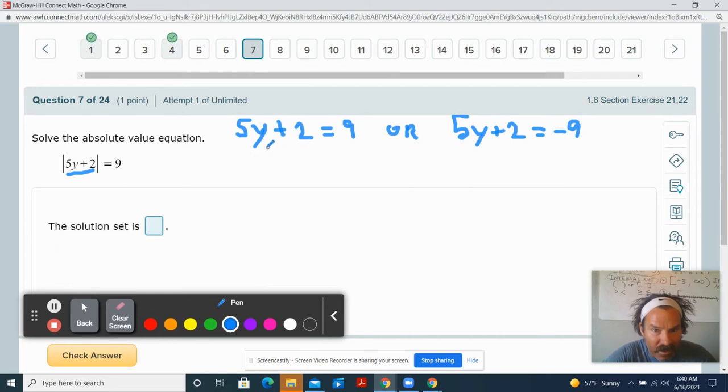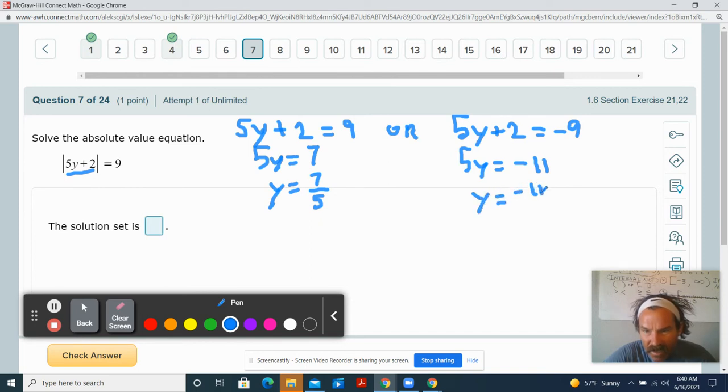Okay, so now I solve both of these. So 5y equals, subtract 2, so that's 7. And then y is equal to 7 over 5. And I'll just leave that as 7 over 5. I don't want to change to a decimal. I'll just leave it as a fraction. And then if I subtract 2 on both sides here, I get negative 11. And I get y is equal to negative 11 over 5. And I'm just going to leave it as negative 11 over 5. You can leave it as fractions as long as the fractions are reduced to lowest terms. And those fractions are reduced to lowest terms.